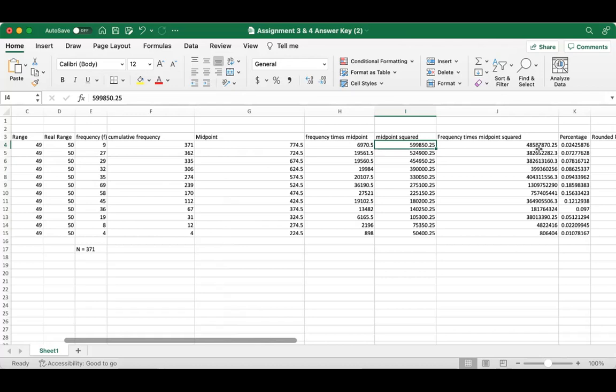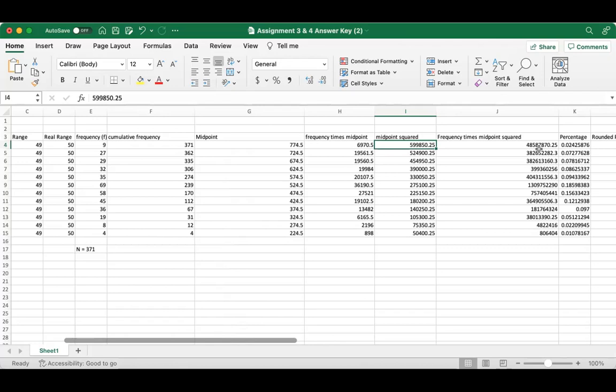Are you guys ready for midpoint squared? Are you still doing frequency times midpoint? No, I just want to find where you can square on the calculator. Oh, frequency times midpoint squared. And then we'll do percentage, rounded percentage, and cumulative rounded percentage. So you guys want to work from top to bottom or bottom to top? It doesn't matter for the next one. Top to bottom.